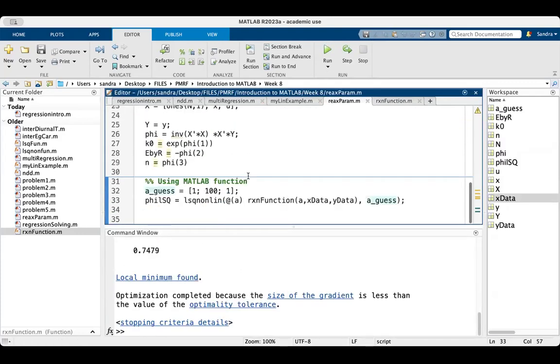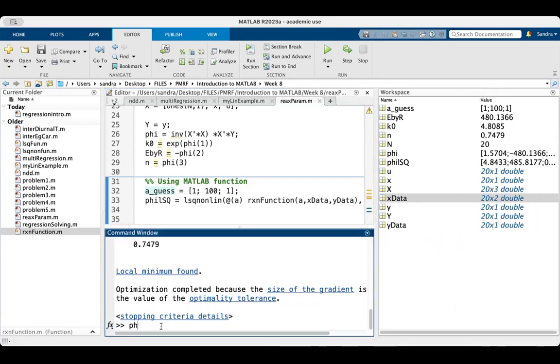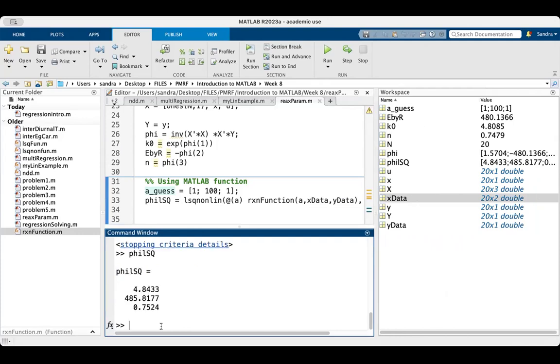You will see this is the portion where this function is running. Okay, lsqnonlin found a local minimum. The answer has been found. So now let's see what your phi value is. Okay, phi. This is your phi value. So this was K0, this is E by R, and this is your N value.